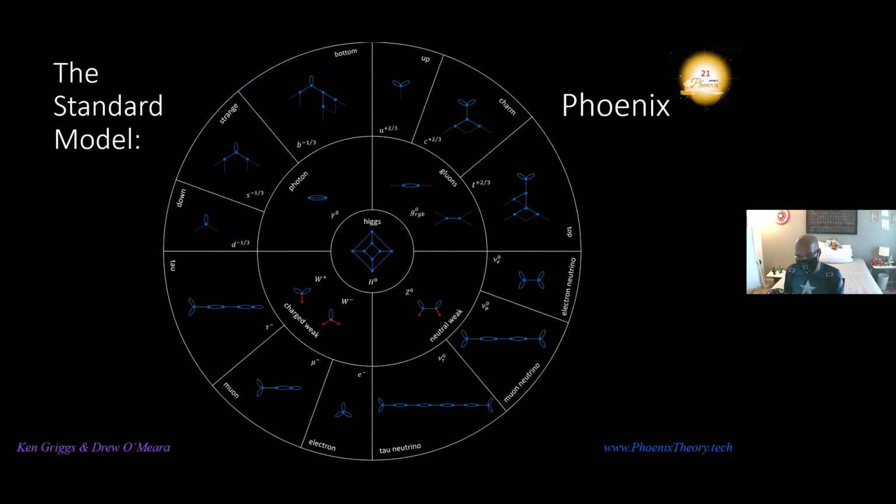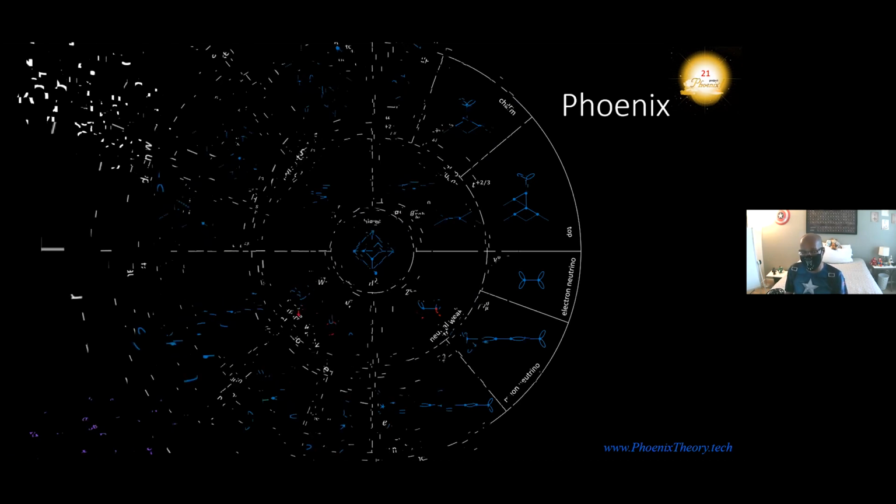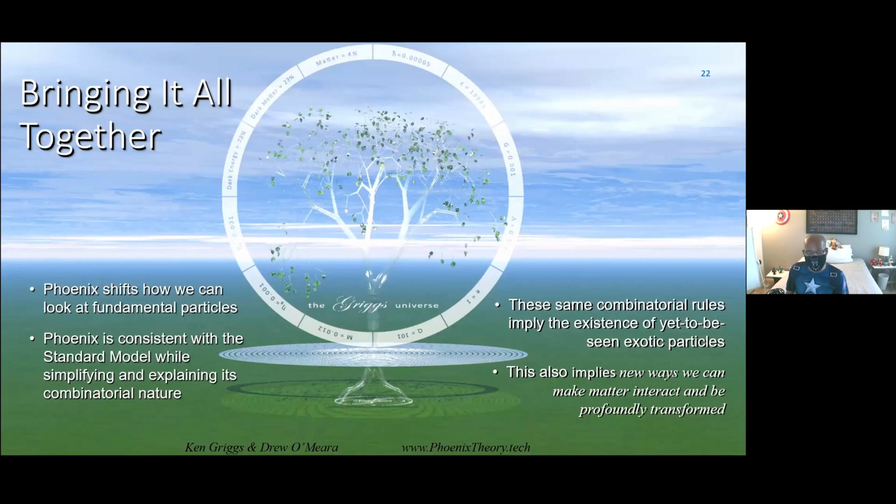And again, that's just them purely on their own. So we can represent the standard model very nicely, very easily, and with all of the right features. So that's what brings all of this together.